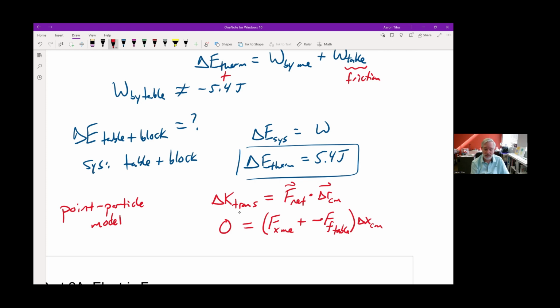And so, what if we apply what's called the work kinetic energy theorem to this box? Well, this is called the point particle model. And when we treat things as a point particle, it's not made of anything smaller. It's not made of atoms. And so it cannot have thermal energy. And so it only has a change in translational kinetic energy here. And when we do that, we do net force dot center of mass displacement. And so now we get zero equals zero, and it actually does make sense. It works. It's not very useful, but it works.